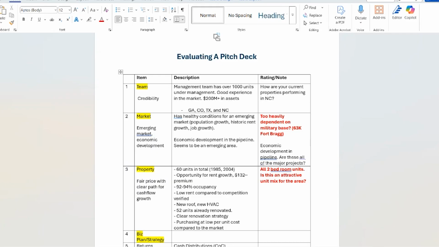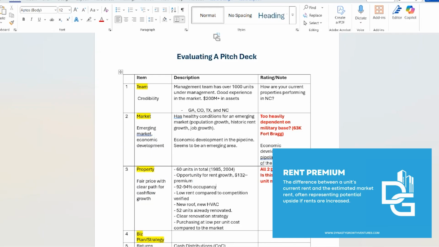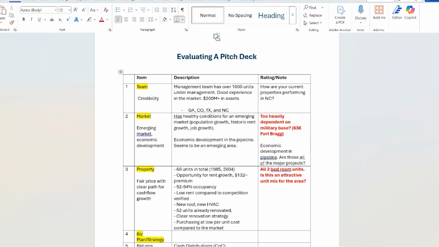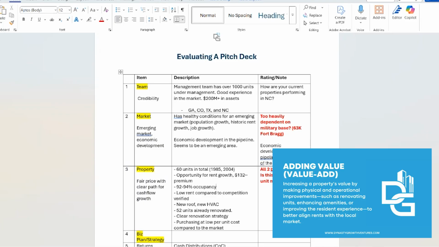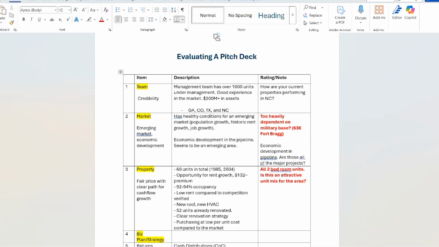There's opportunity for rent growth compared to the competition in the area. We saw what our other apartments look like in the area, and there does seem to be a likely scenario where we can add value, do some light renovations, and raise rents to market price. We saw what a renovated unit looks like compared to a classic unit. There is a big difference. There is a clear renovation strategy. And lastly, we're purchasing at a low per unit cost compared to the market.